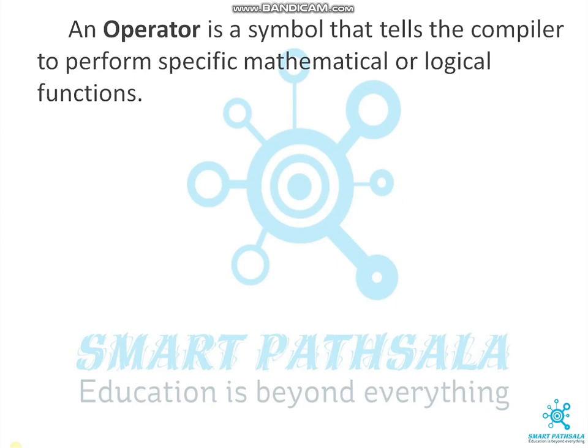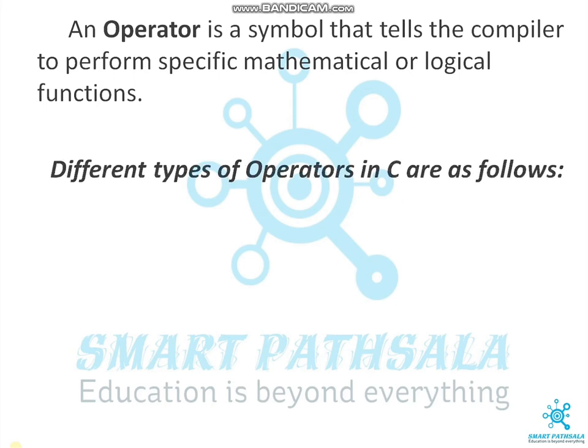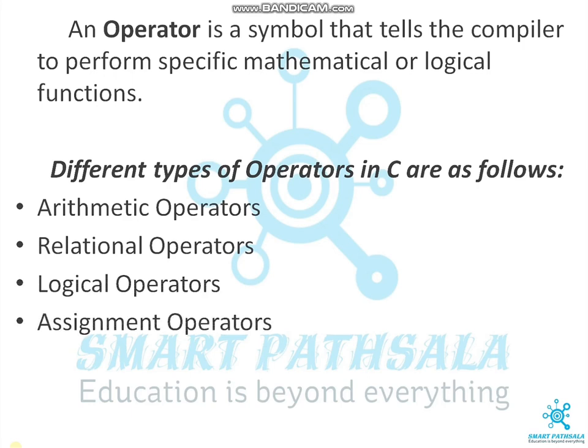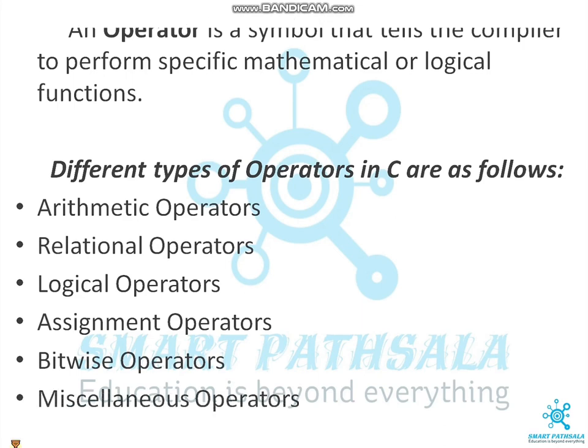Now we'll see the different types of operators in C. The first one is what? Arithmetic operators. Next come the relational operators, then logical operators, assignment operators, bitwise operators, and the last one is miscellaneous operators. Now let us see what are arithmetic operators.